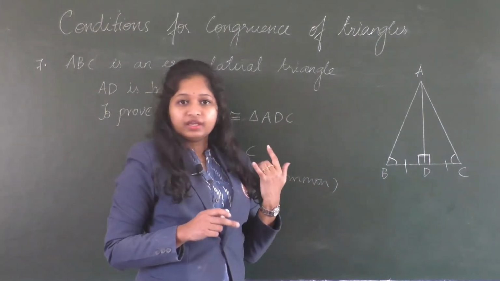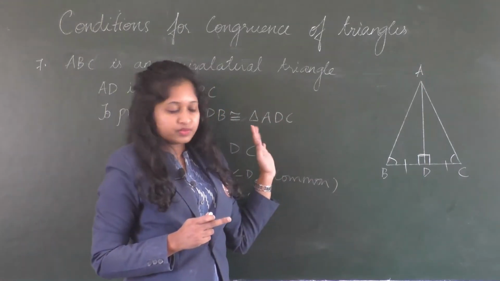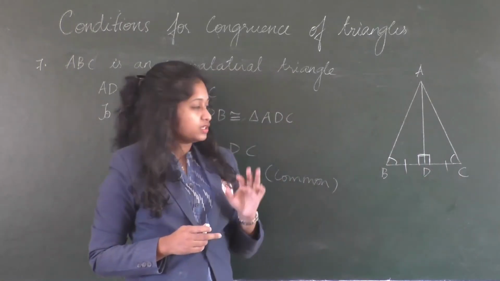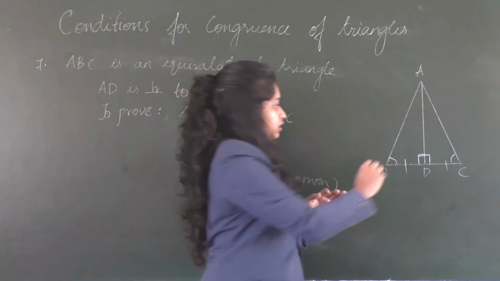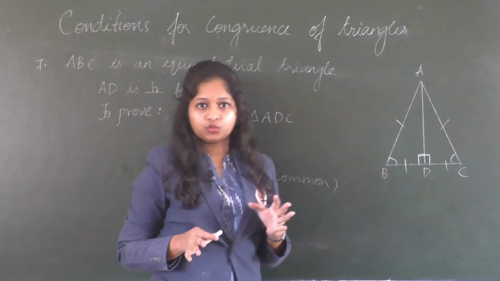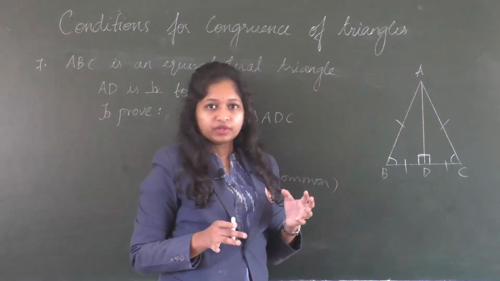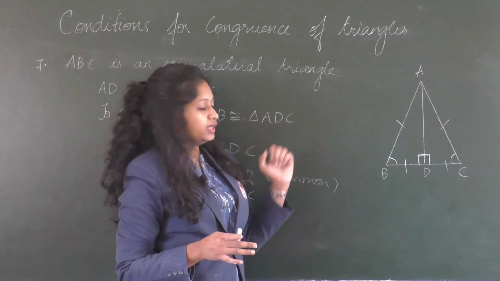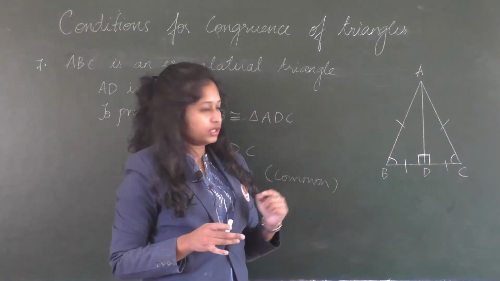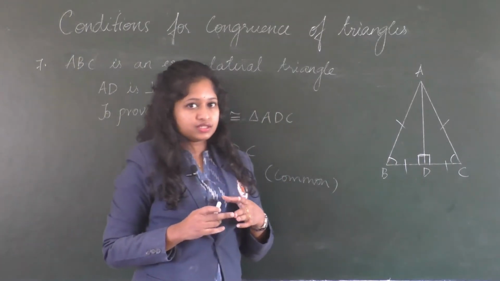Now with this SSS condition also we can prove this. So from this we got to know that BD and DC are equal. Since this is an equilateral triangle, AB and AC will be equal. And this AD is the common side for triangle ADB and ADC. So by SSS congruence we can prove that triangle ADB is congruent to triangle ADC.